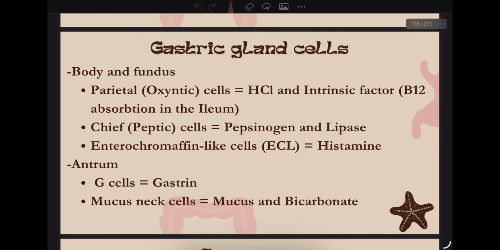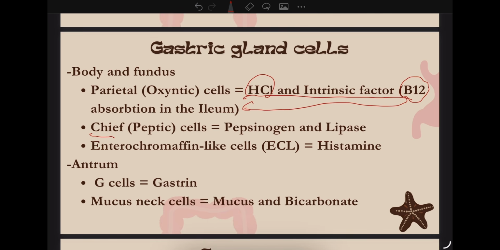Now, gastric gland cells, very, very important. These glands are either in the body and fundus or in the antrum. This classification is not very important, but just so you have it in mind. We have parietal cells. Parietal cells secrete hydrochloric acid and intrinsic factor. Intrinsic factor is very important for B12 absorption that happens in the ileum. So we release intrinsic factor from the stomach, B12 attaches to it, and it gets absorbed in the ileum. Easy. And of course, the main function of parietal cells is hydrochloric acid secretion.